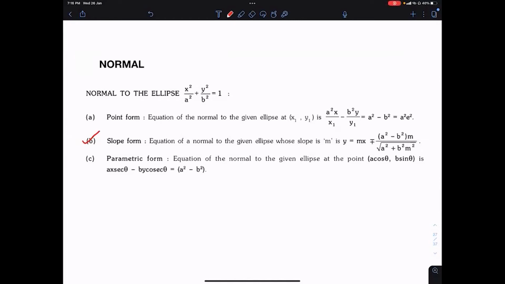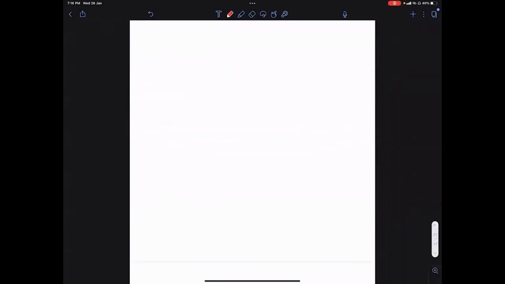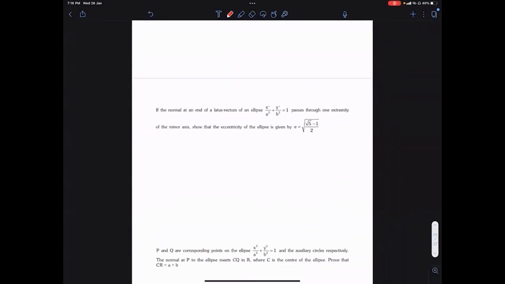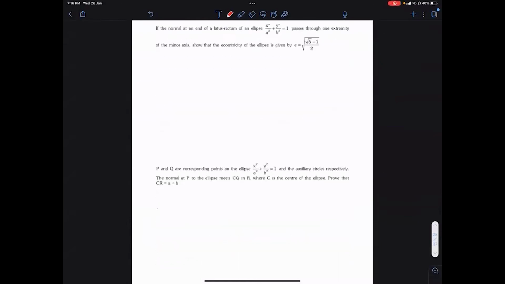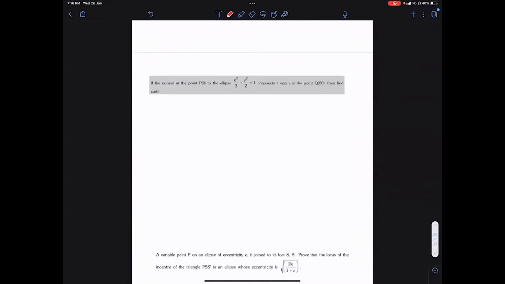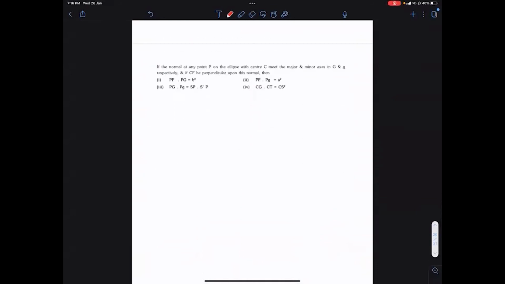Okay. So if you are wondering, should we remember this formula, sir? Yes, you need to remember. Because there was one question where they have given the normal equation, then they are asking the point where it is normal and all this. I think, did I select that question here? Let me see. No.